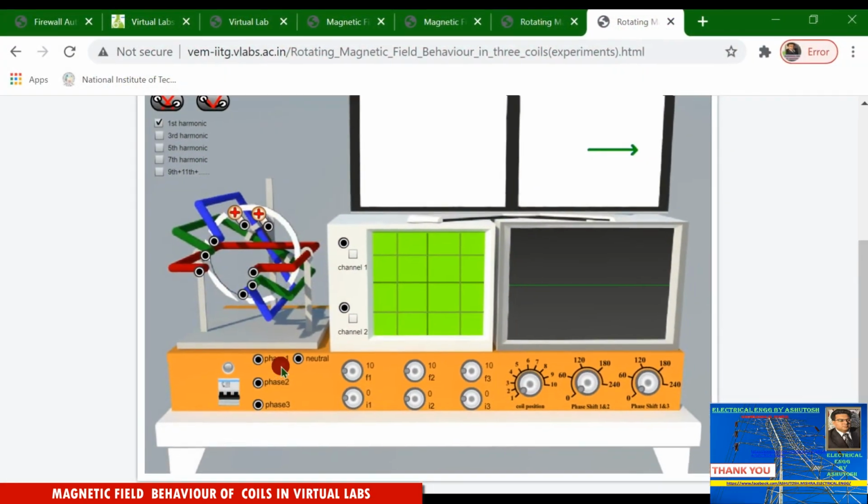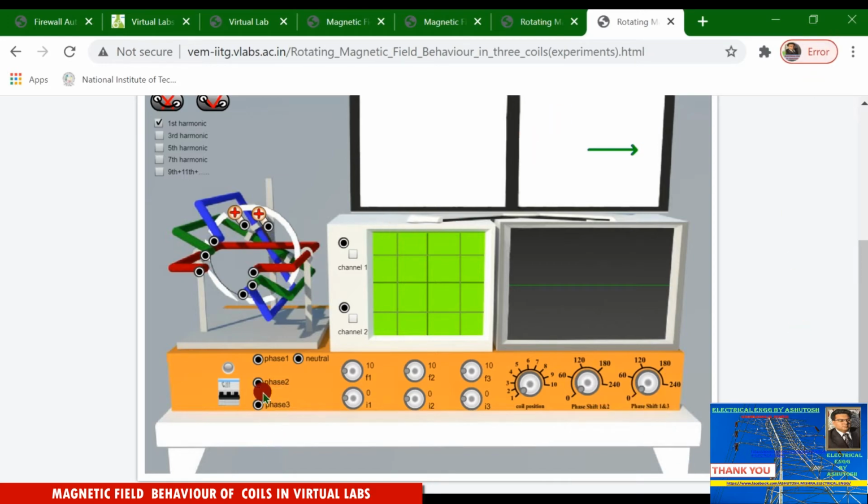These are the three phases. One is red, one is green, and one is blue, and these are the terminals of phase 1, phase 2, phase 3, from where you can connect these three coils to the supply. This is the neutral, and this is the frequency channel. From here you can increase or decrease the frequency, and this is the current channel I1, I2, I3. This is coil positions, phase shift. You can create phase shift.